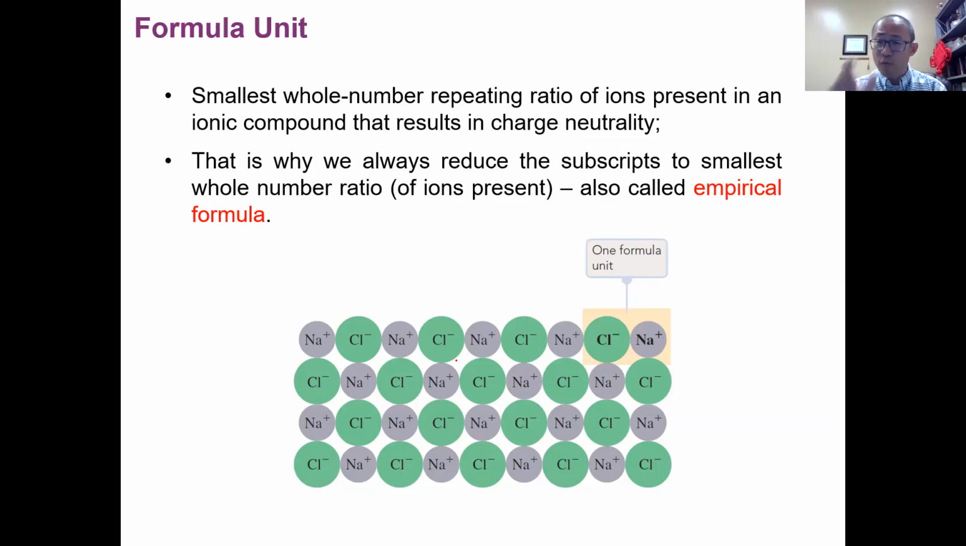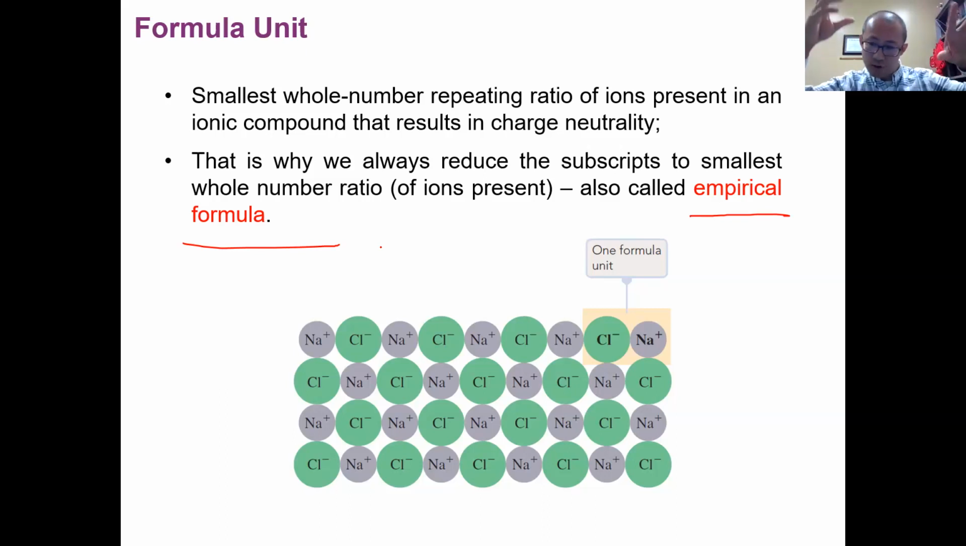So that's why the formula for ionic compounds doesn't care if it's 2 and 2 or 4 and 4. It has to be reduced to the smallest ratio because that's the only thing we care about. And we call the formula empirical formula. Empirical formula is what? The smallest ratio. That's what only we care about because we don't have individual formula in the structure.